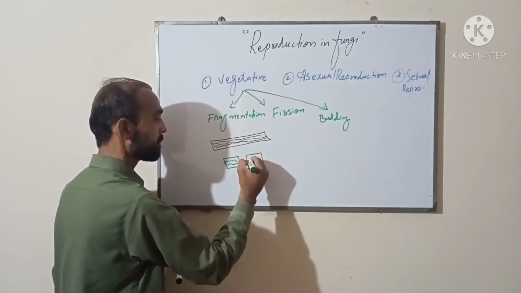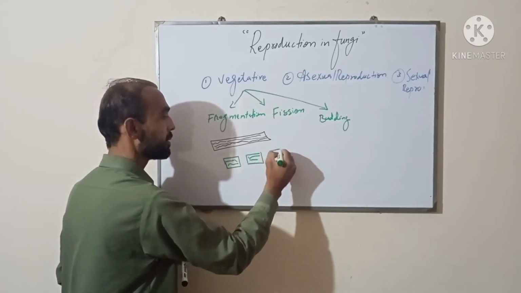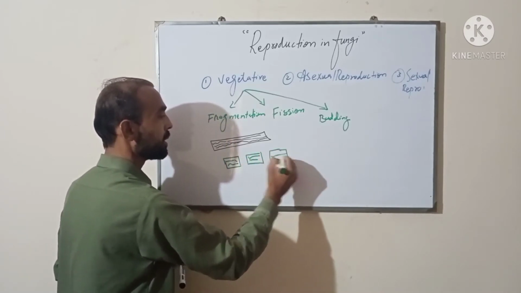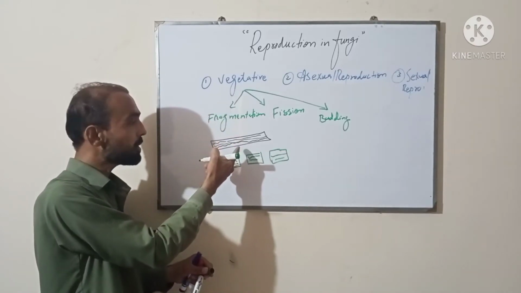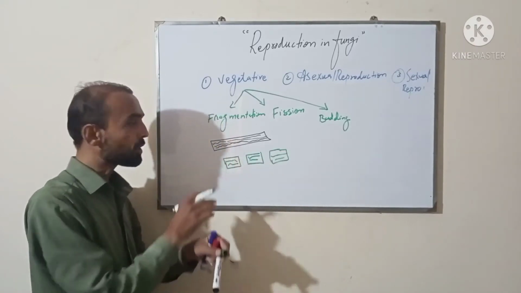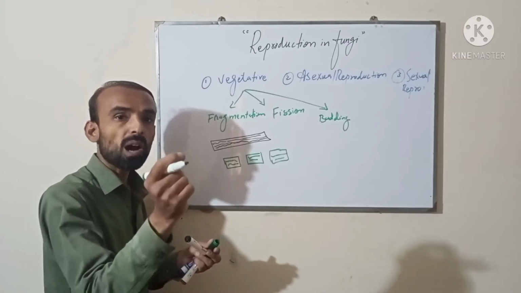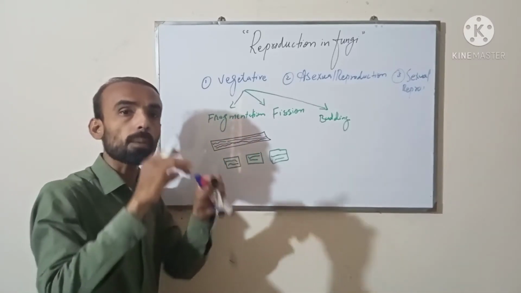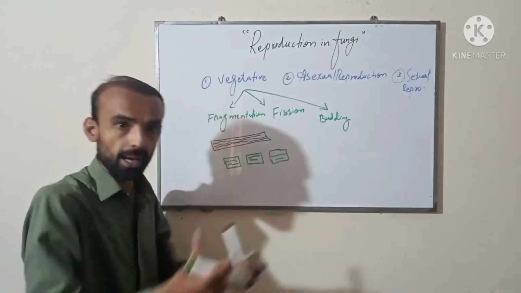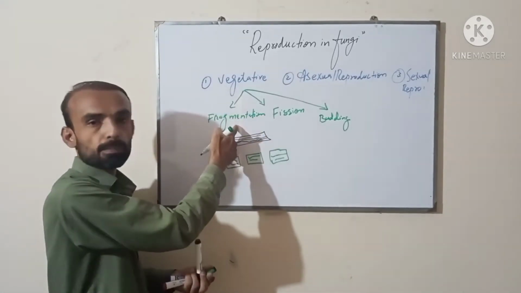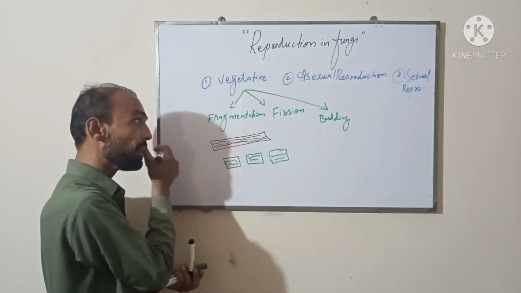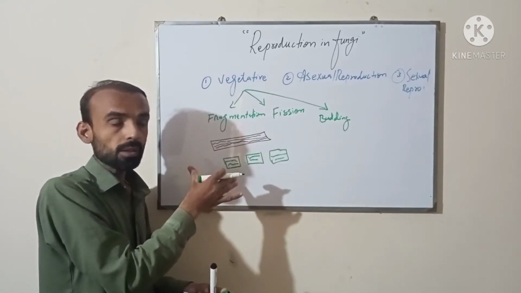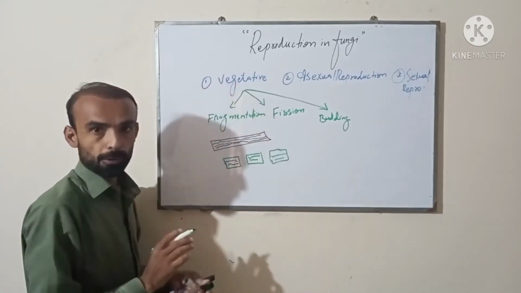This is fragmentation, in which one fungus separates into small fragments. Now each fragment will develop into a completely new fungus, a new organism. This type of reproduction is known as fragmentation. This is a type of vegetative reproduction.